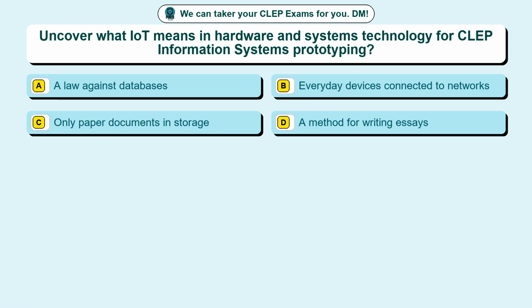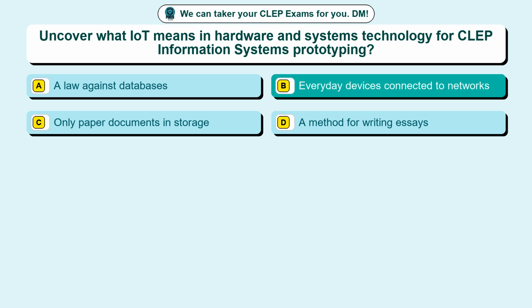Question 62. Uncover what IoT means in hardware and systems technology for CLEP Information Systems prototyping. Option A. A law against databases. Option B. Everyday devices connected to networks. Option C. Only paper documents in storage. Option D. A method for writing essays. The correct answer is option B.